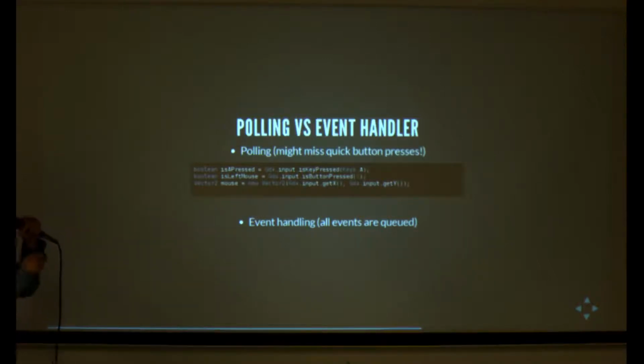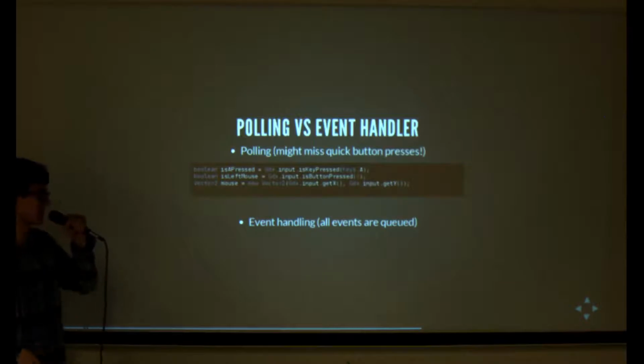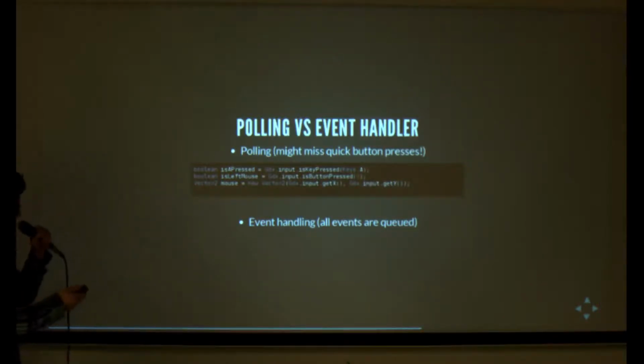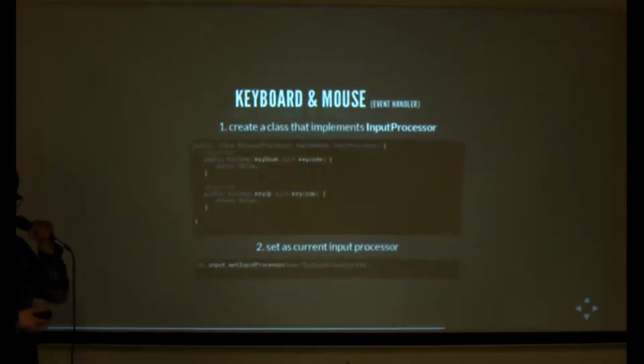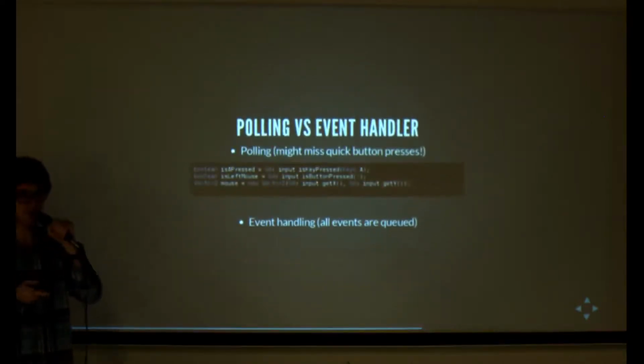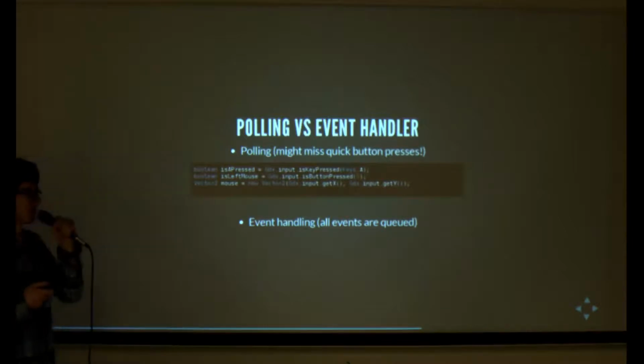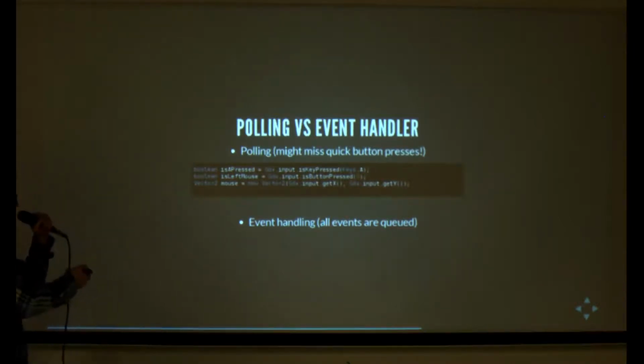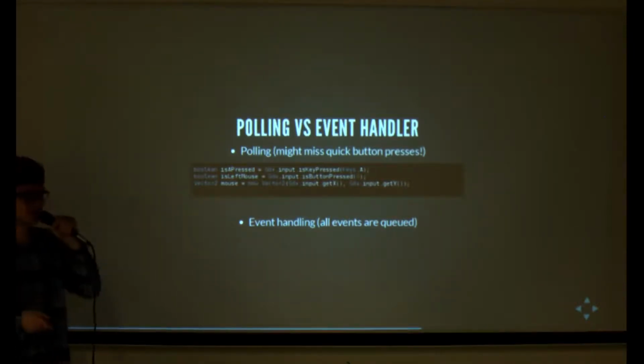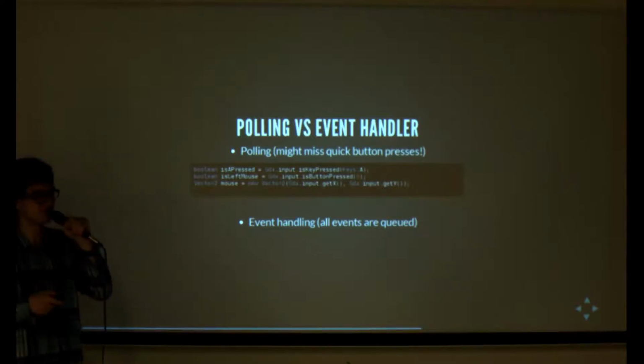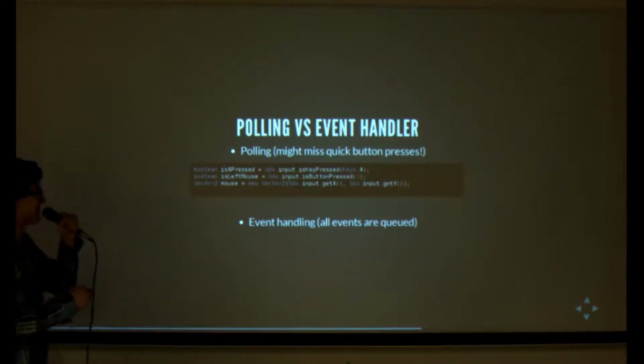It's a lot easier to put the code you want to run when the button is pressed in a separate function, and that just happens whenever you press the button, instead of having to check, and it makes a lot more sense. And also, you might miss button presses if you don't poll often enough, and that's not good. So hopefully with event handling, you'll never miss an event that actually is pressed. And missing keys is really nasty when you're playing any game, I guess.